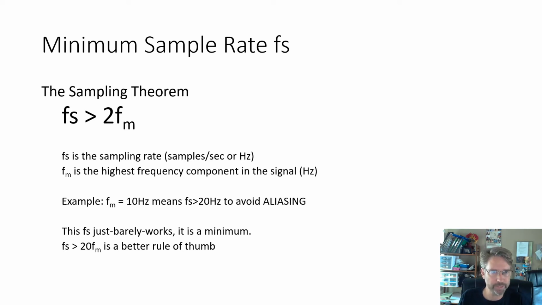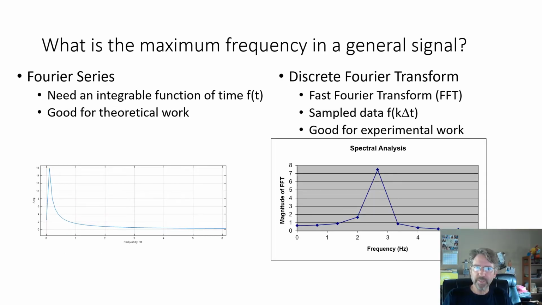If it's something like a sine wave, it just has one frequency, and that's easy. But for most signals, it's not that obvious. So the question is, what is the maximum frequency in the signal? There are two ways that we will look into that question in this class. The first one is the Fourier series. For the Fourier series, you need an analytic function, so something that we can write out as an equation, function of time. So this is good for theoretical work.